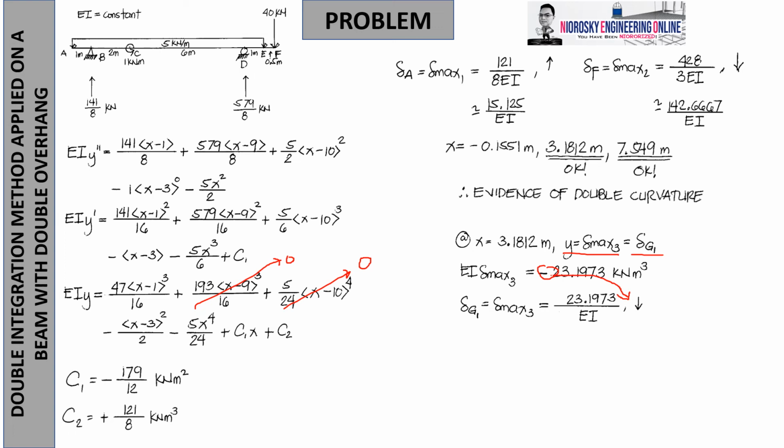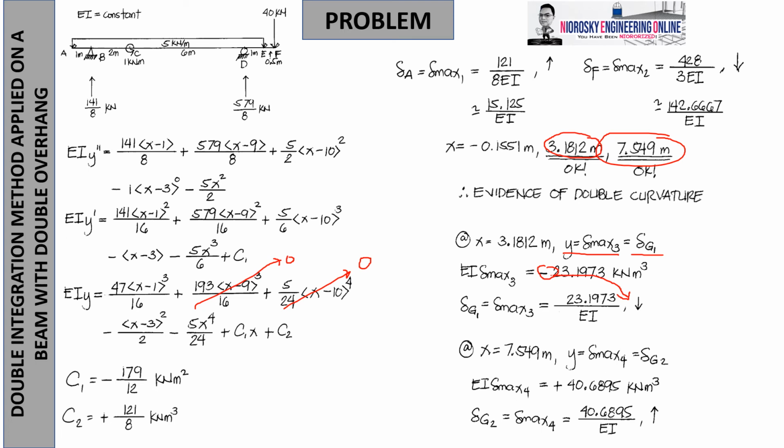Now, if we supply the next x, don't forget, there's another x that is 7.549. So, as we plug in, ganun pa rin yung setup equation. 0 pa rin yung dalawang nasabi ko kanina. So, you will get positive 40.6895 kilonewton cubic meter. So, what does the positive mean? The deflection is upward. So, therefore, delta G is delta max 4. Delta G2, no? Tandaan nyo, delta G2, hinati ko sa dalawa yung delta G. So therefore, it is 40.6895 over EI that goes up. Now, it is the right time to select the maximum deflection.